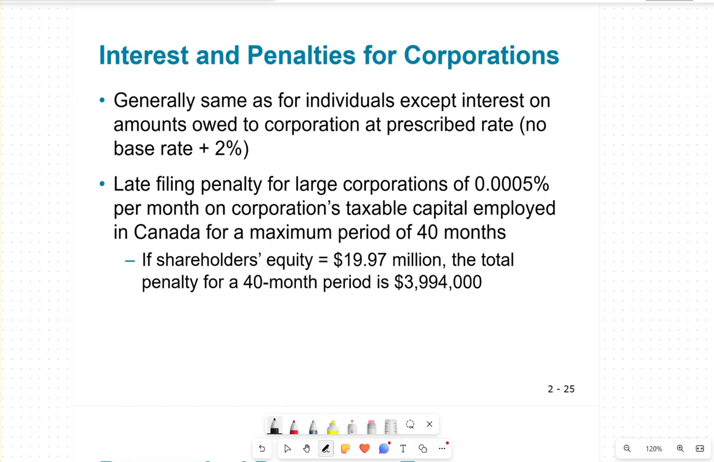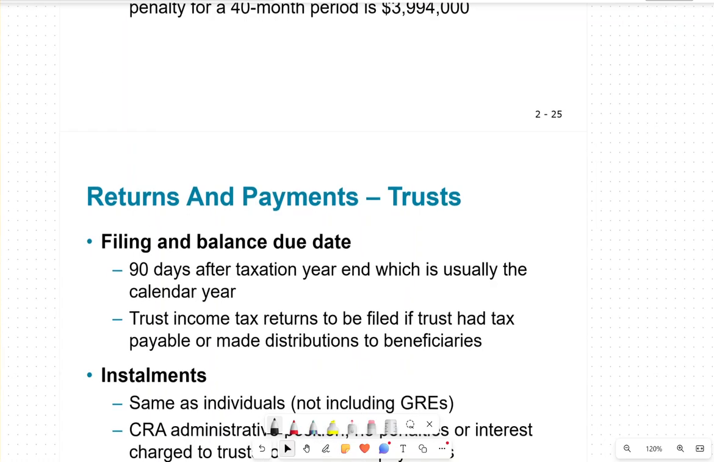It's the same as individuals except for the interest. The only difference is there's no base rate. All you're paying is 2%. And the late filing penalty for a large corporation is not much. It's 0.0005%. So it's not much if I were to think about it.